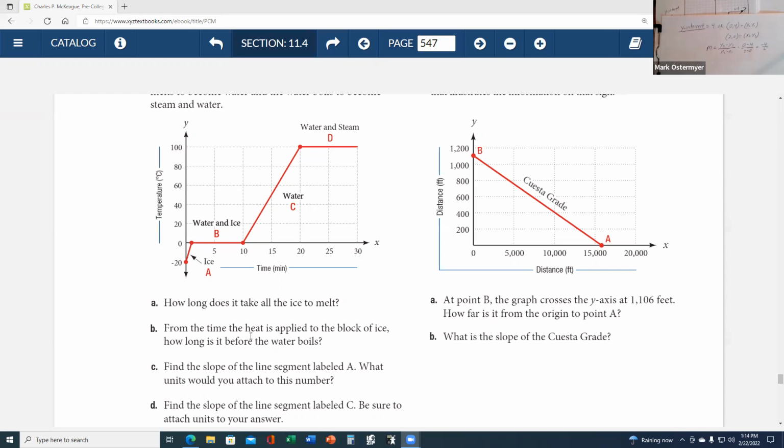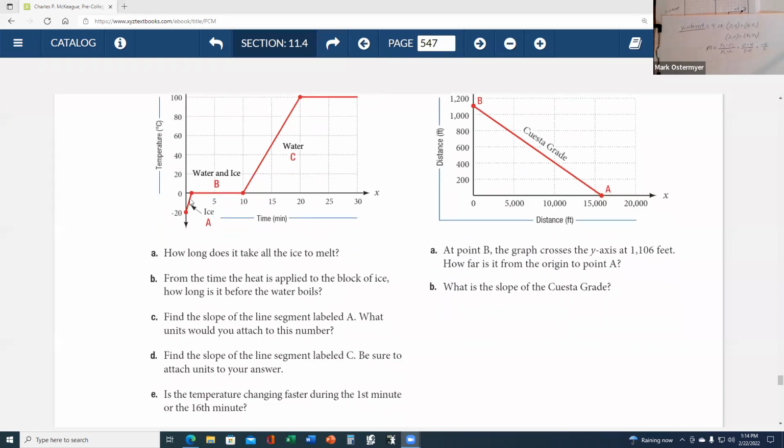And it says, from the time that the heat is applied to the block of ice, how long is it before the water boils? Well, notice we start applying heat to this block of ice at time t equals 0, and the water starts to boil after 20 minutes. After 20 minutes, the water begins to undergo a phase change from liquid to gas. That means it starts to boil or evaporate. So it takes 20 minutes from the time we start applying heat to the block of ice to the time when the water starts to boil. Find the slope of the line segment labeled A. So what would be the slope of this line segment A here?